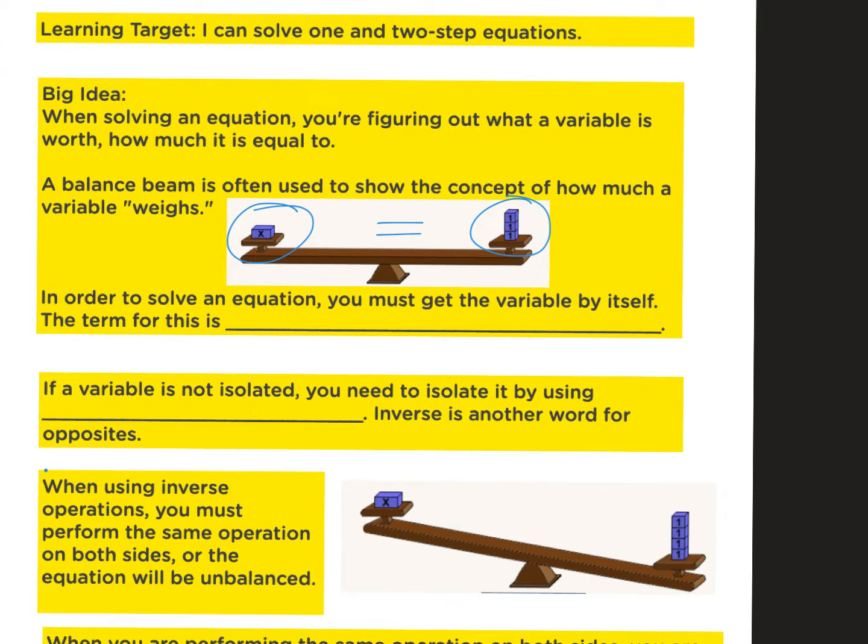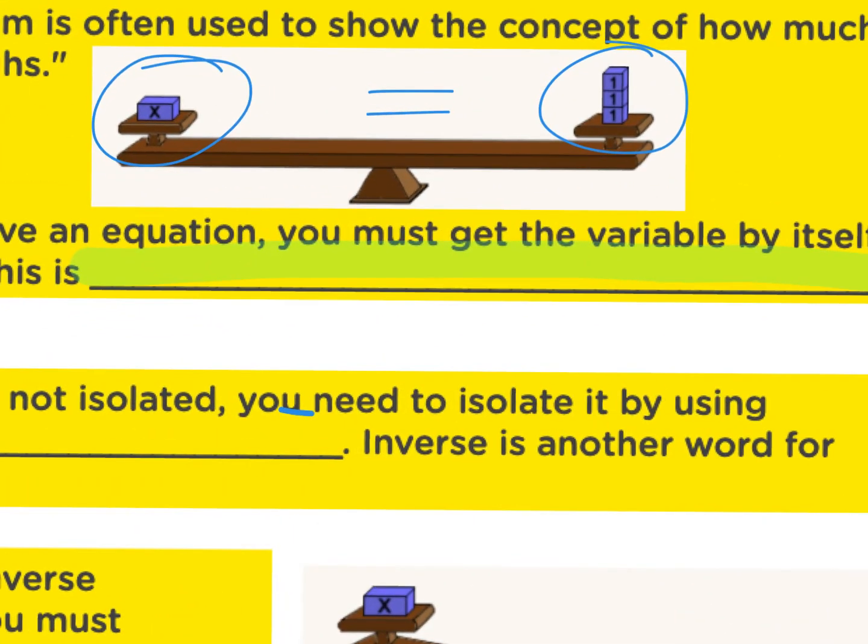So we're going to add our first text box. We're going to do this page real quick. To get the variable by itself, the term for that, who had a middle school teacher who was a rock star? What's the big kid word for getting the variable by itself? Starts with an I. Isolated. Yes. So we're going to add a text box right here. That is called isolating the variable.